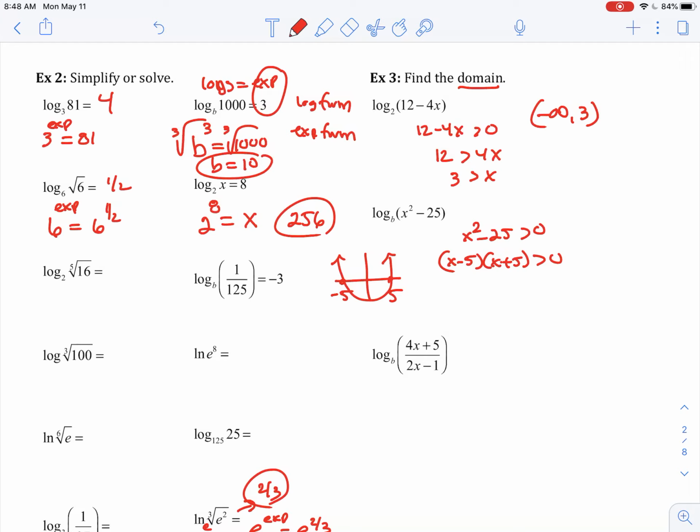So when does this graph go above the x-axis? We know it goes above the x-axis to the left of -5 and to the right of +5. And we could have done a plus-minus chart as well to help us to determine that.